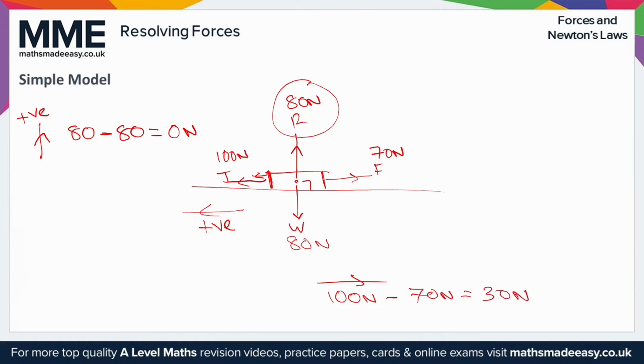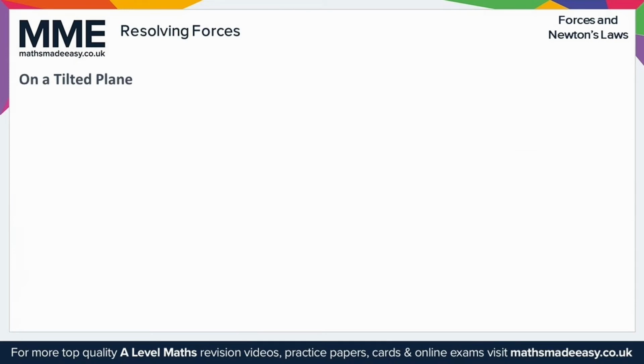So we could perhaps draw another model of this and draw the resultant forces on. So we would have the box. There's no vertical force. We just have one arrow going this way. That's 30 newtons. Okay, so that's the resultant force.